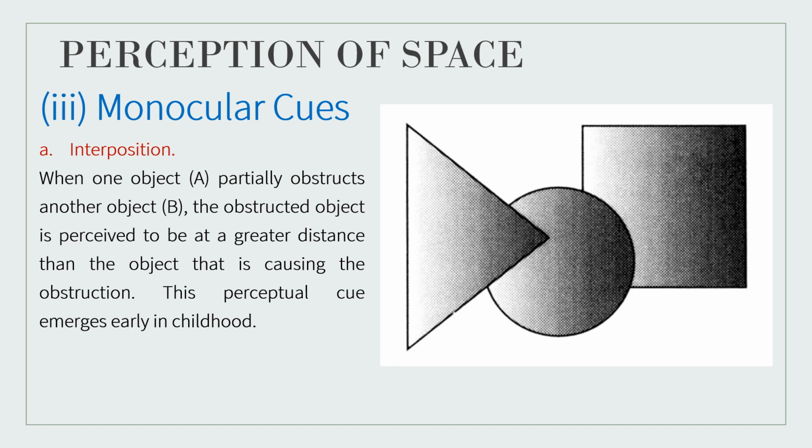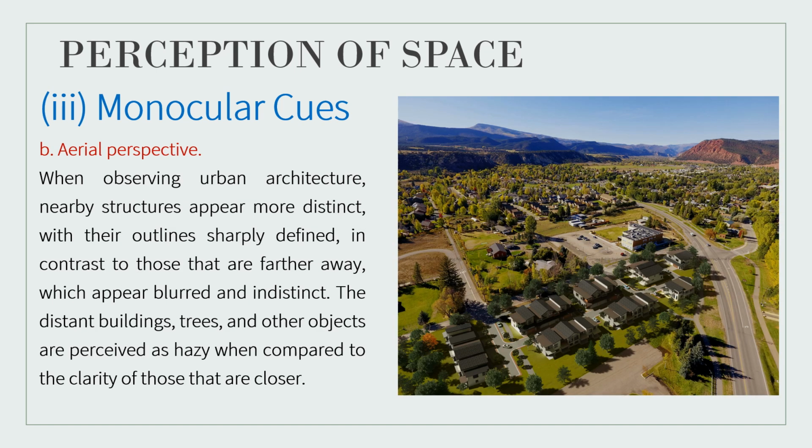Interposition. When an object A partially obstructs another object B, the obstructed object is perceived to be at a greater distance than the object that is causing the obstruction. So, in this picture, you can see that the triangle seems nearer to you, and the square one is farthest from all the figures. And this perceptual cue emerges early in childhood.